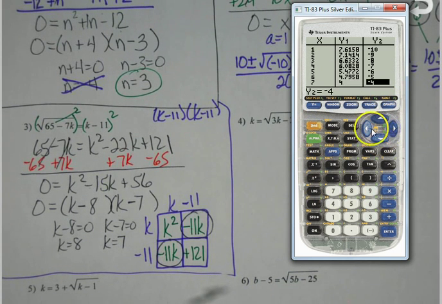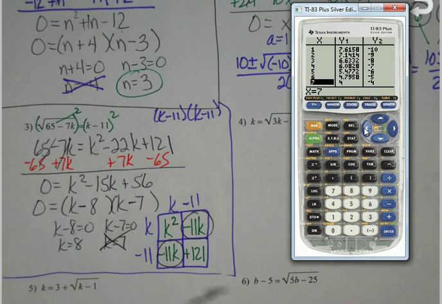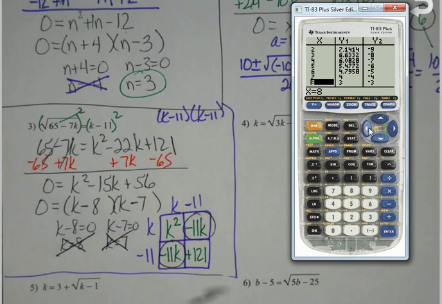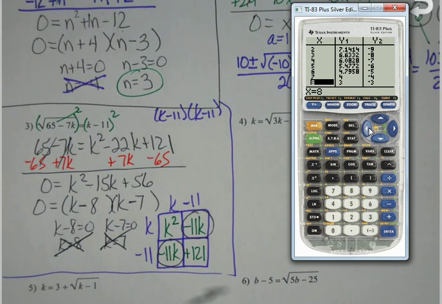7. Ooh, 4 and negative 4. They're not the same. Okay, so 7, no good. Let me go to 8. Uh-oh. 3 and negative 3. They're not the same either. Both my answers don't work because they never cross.